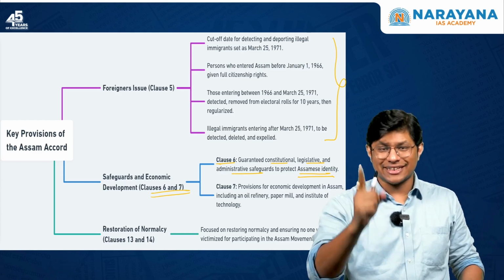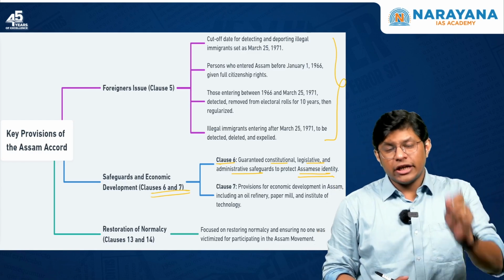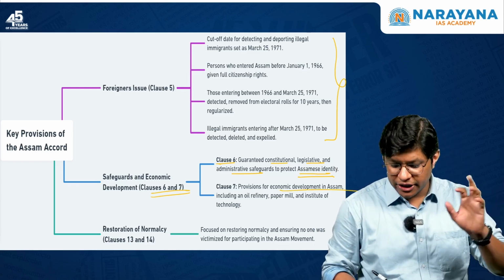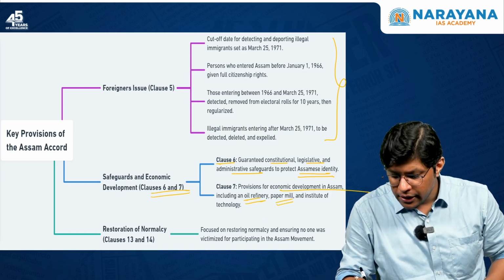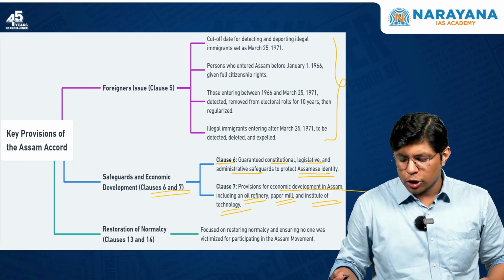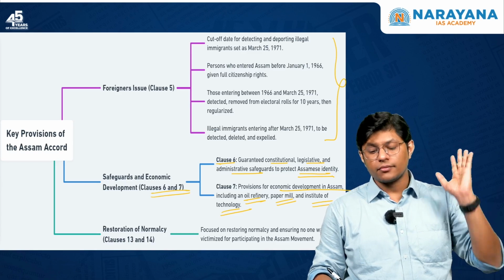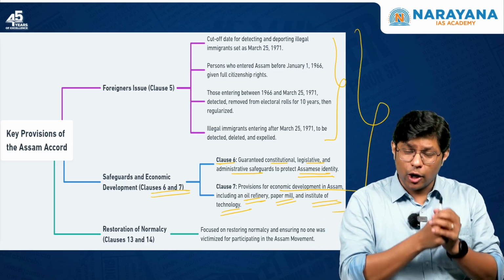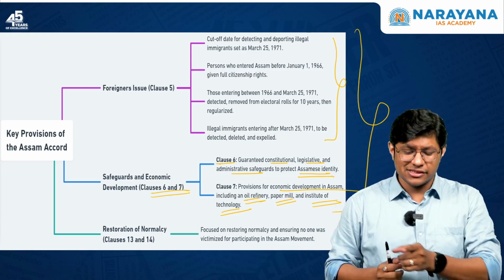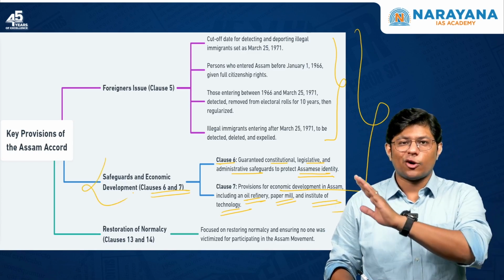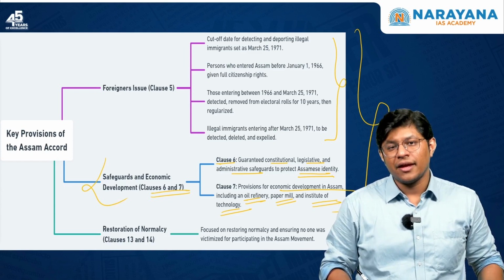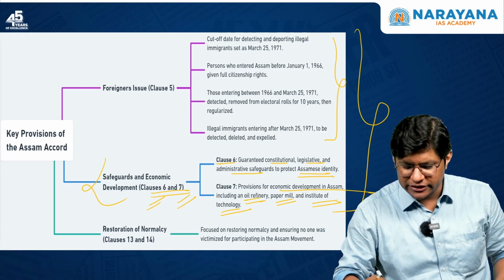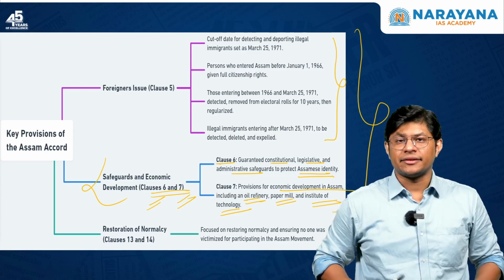That was clause 6. Clause 7: The government of India also promised that there will be economic development in Assam. How? By establishing an oil refinery, a paper mill and an Institute of Technology, an educational institution. These are some of the provisions that are a part of the Assam Accord, and even after so many years, these clauses are not implemented, unfortunately. And now the people of Assam want the government of India to implement clause 6 and clause 7. I hope you understood the article, right?